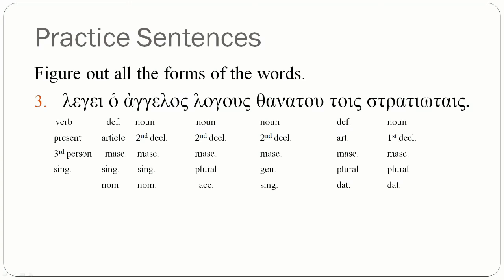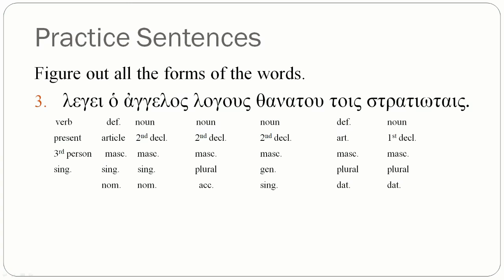Next word, also a second declension noun, thanatu. It is masculine genitive singular. The next word is tois. Tois is a form of the definite article. It is a masculine plural dative definite article.